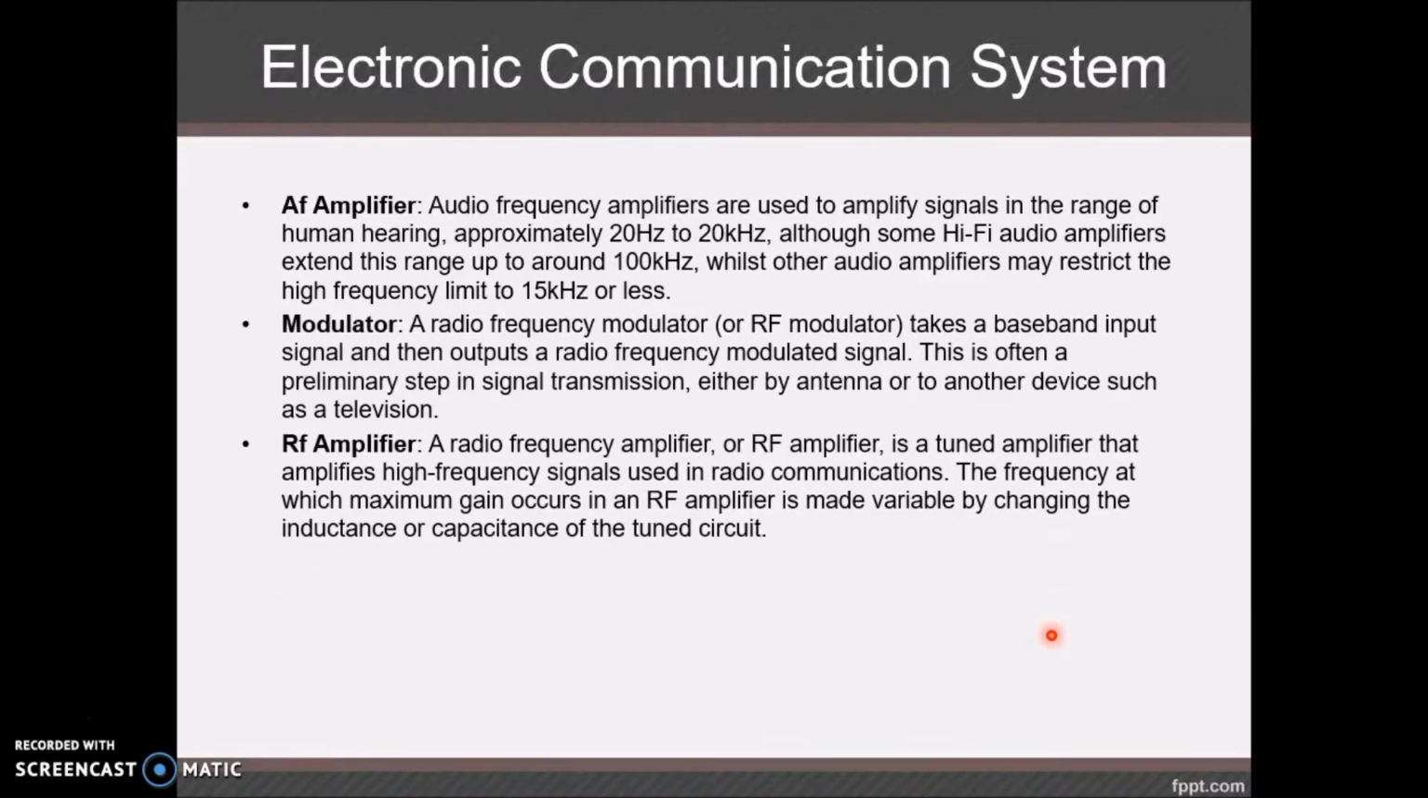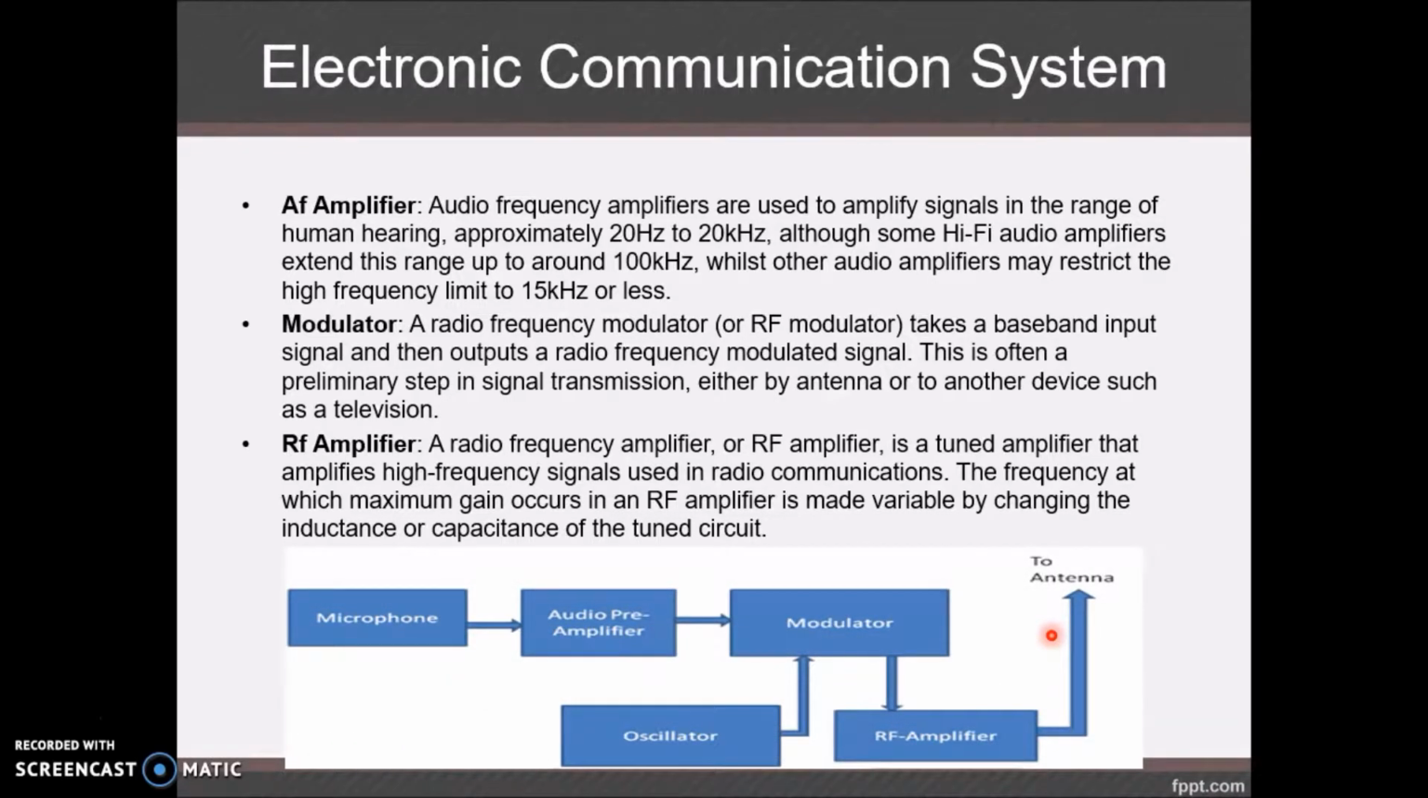Next is the RF amplifier. It is a radio frequency amplifier, a tuned amplifier that amplifies high frequency signals used in radio communications. The frequency at which maximum gain occurs in an RF amplifier is made variable by changing the inductance or the capacitance of the tuned circuit. So most use a variable capacitor to change the amplification. And last but not least, which will not be listed here, is the antenna. Antenna is used to receive or to transmit the signal waves.